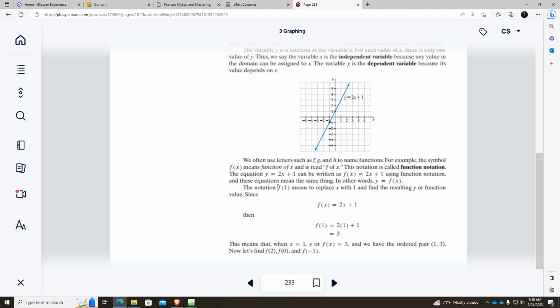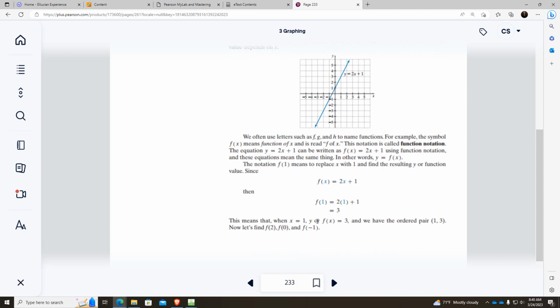Now, this notation right here, if you compare this to this, what you notice is that the x value has been replaced with the 1. So that's what this means. They want you to replace x with the 1. So we're going to plug in a 1. So once you get your x value, you plug it in, and then you figure out the y value. So right here, they're showing you plug in a 1 for x, and then you solve it. 2 times 1 is 2, plus 1 is 3. 2 plus 1 is 3. So when x is 1, you get a y value of 3. That's what you get when you solve it.